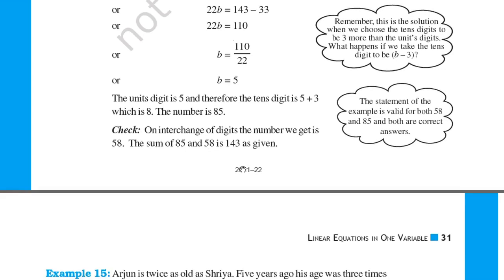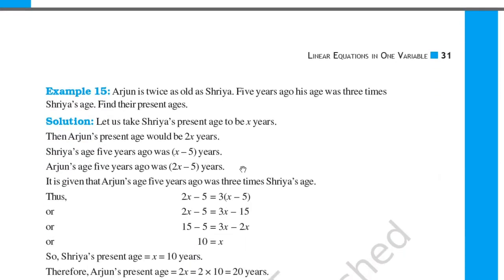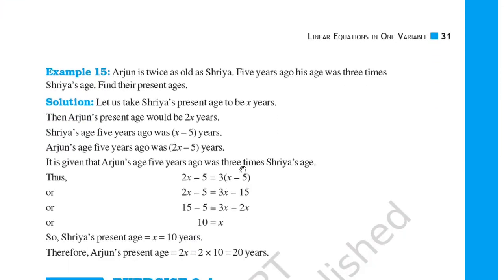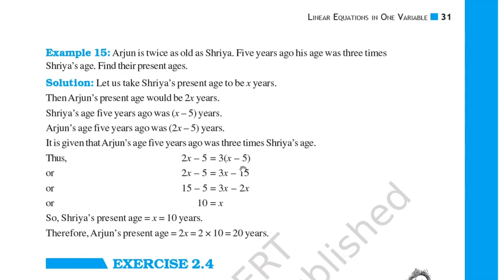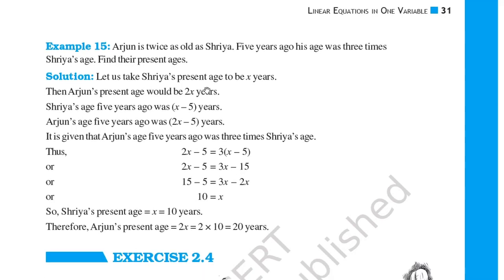So example number 15. Arjun is twice as old as Shreya. 5 years ago, his age was 3 times Shreya's age. Find their present ages. So let us take Shreya's present age to be x, and then we get Arjun's present age as 2x because he is twice as old as Shreya.